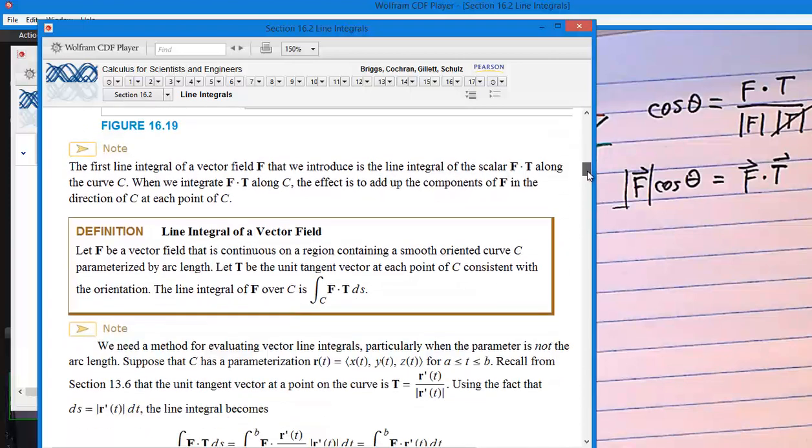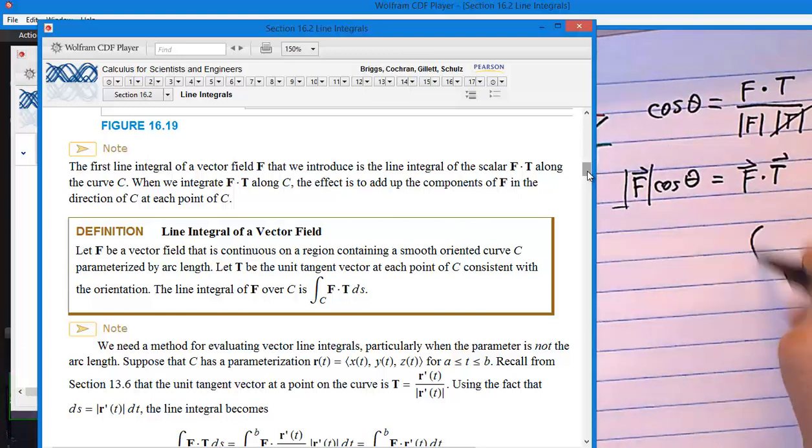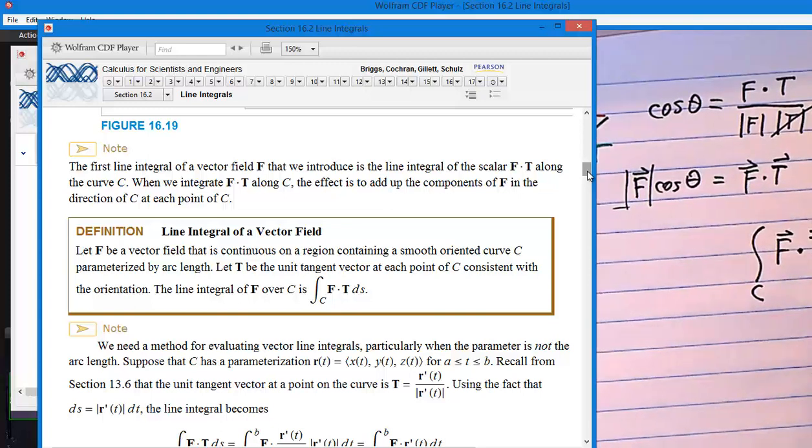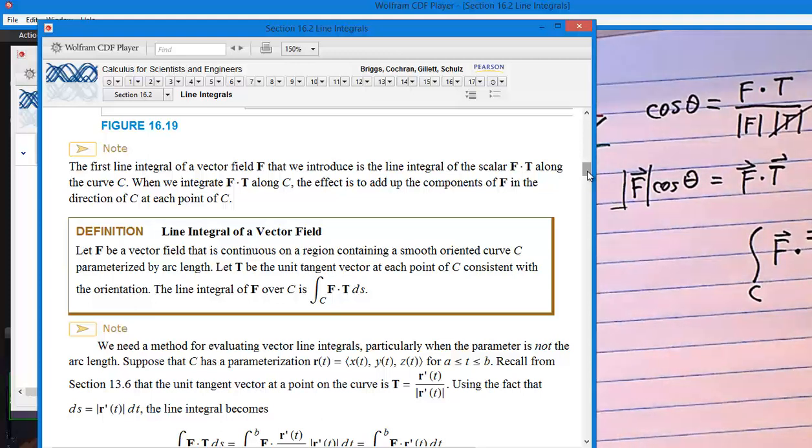Well, let's see where this is going. They say we can write the line integral of an entire vector field using that notation. Wow. So we're going to be talking about this: big F, being a vector field, dot big T ds. What the heck does that mean?